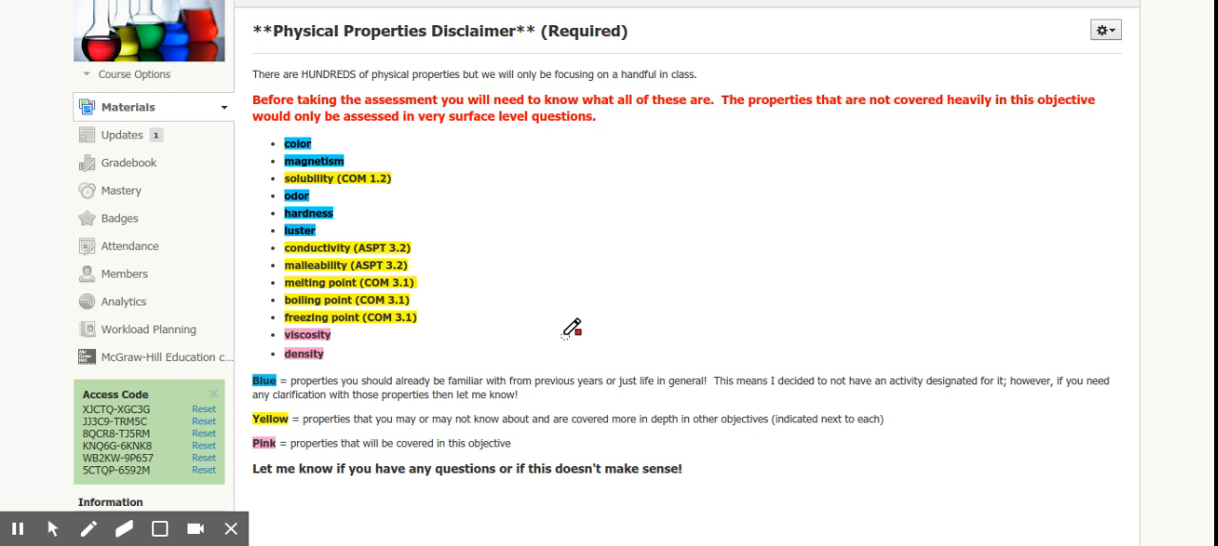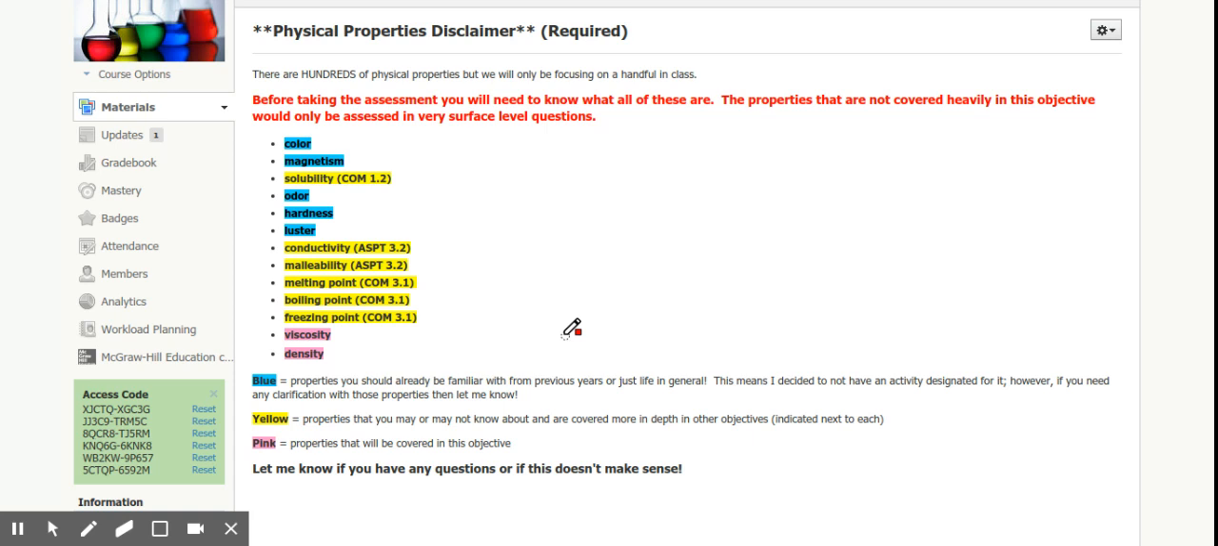And then luster is its shininess. Is it shiny or is it dull? So if it has luster, it's shiny. If it doesn't have luster, it's dull. So all of those are kind of things that you've known about before. If you don't, that's your quick recap for those. The ones in yellow: solubility, conductivity, malleability, melting point, boiling point, and freezing point, are things we will cover in other objectives, not necessarily this one. So you do need to know what they are, but as far as application of them, you don't need to apply them within this assessment.